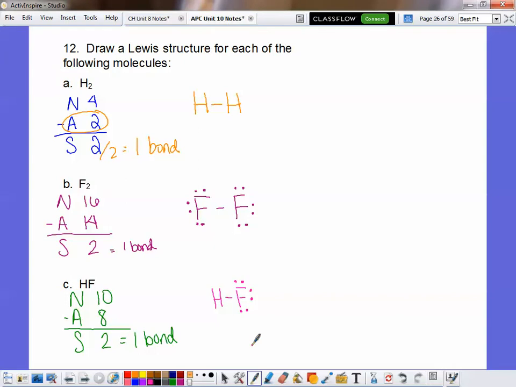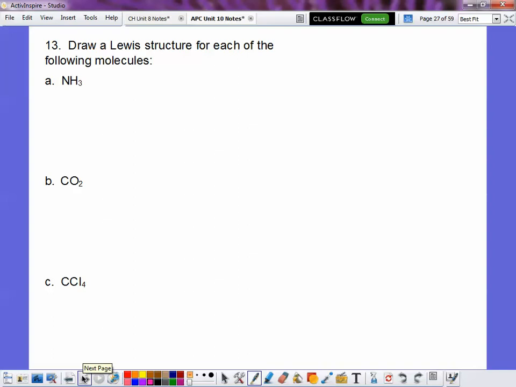Now let's move on to some more complex molecules. So the next one we're going to look at is NH3, or ammonia. All right, so needed, available, shared. So needed, we have nitrogen. Nitrogen needs 8, and we have 3 hydrogens. Each hydrogen needs 2, so 8 plus 6 is 14.